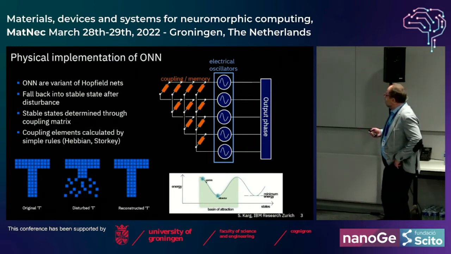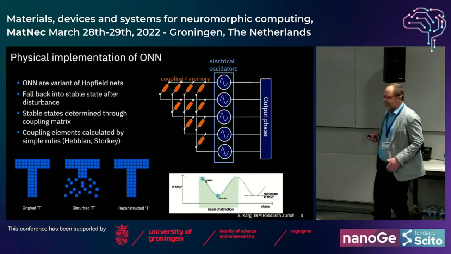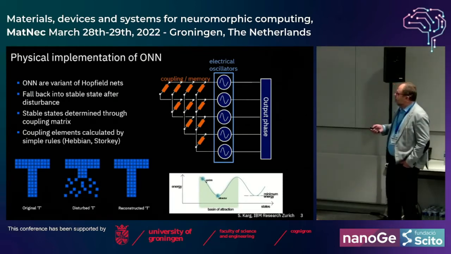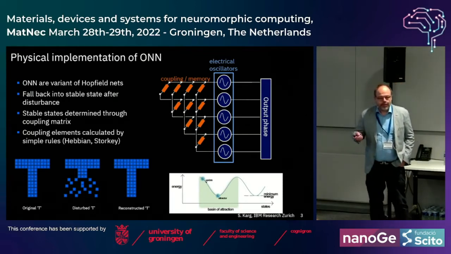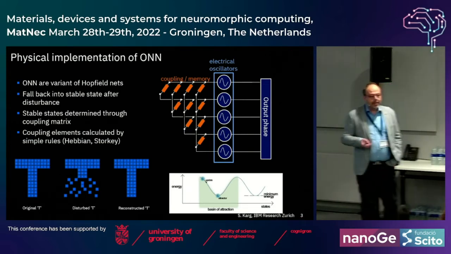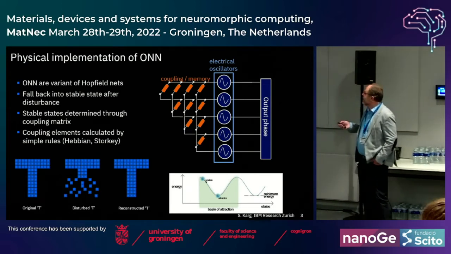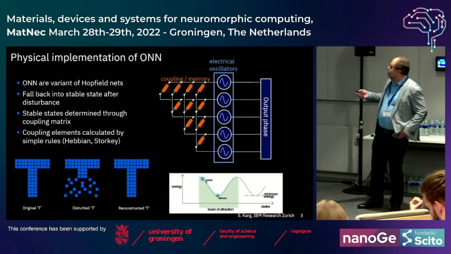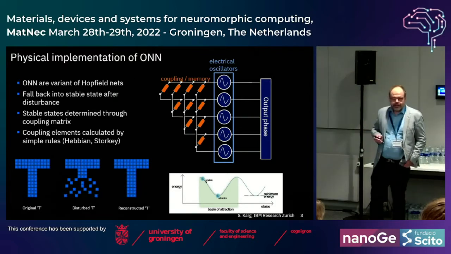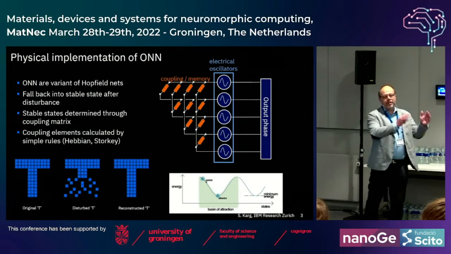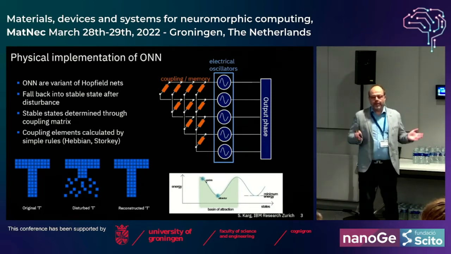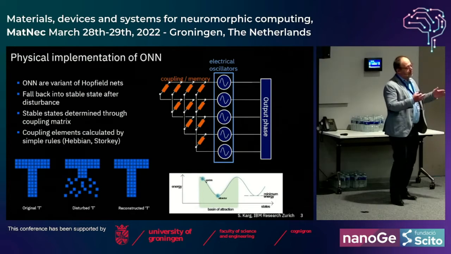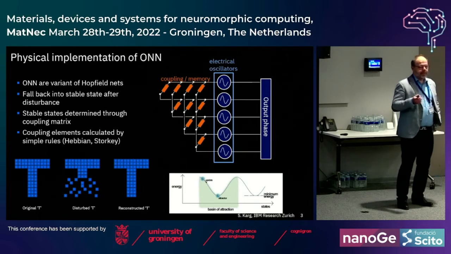So what does an oscillating neural network do? Why is it interesting? It's a variant of so-called Hopfield networks. That's a physical network that is based on energy, and so there are stable states in this network. You can program these such that we use the phase. Some of these oscillators we want to have in phase, and some of these oscillators should be out of phase. When you disturb this network, it will always fall back into one of those stable states, something that you programmed into it.